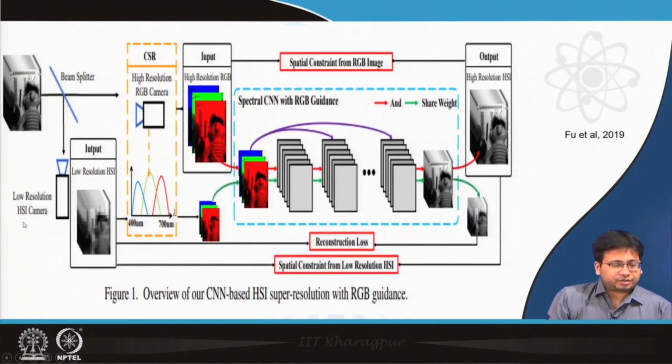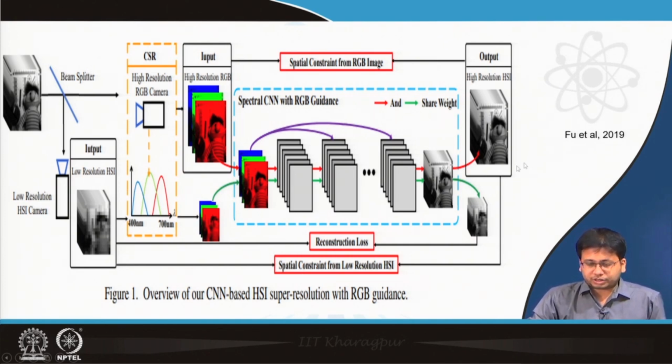So roughly this is what we have. Let us say this is the original image which we are getting from the HSI, the hyperspectral imagery camera. This is at low resolution, I mean low resolution compared to an RGB image, and then there is the RGB image. So in this case also we have the same components as we saw in the previous two cases. There is this reconstruction loss, and there is this spatial constraint also.